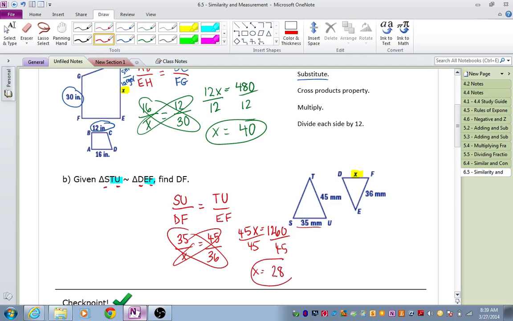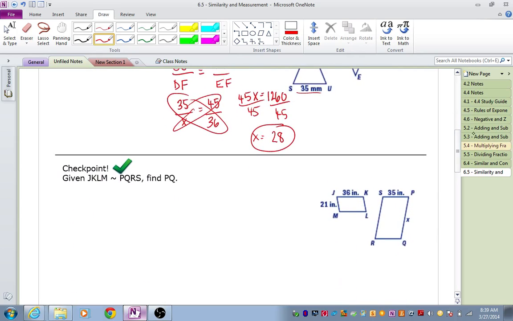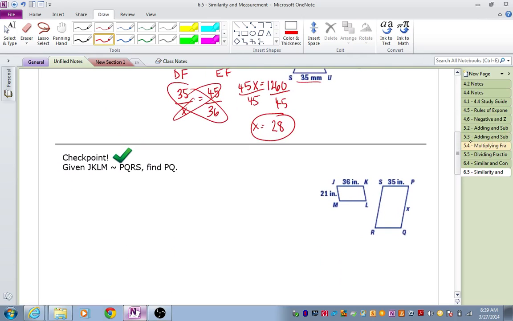Okay, now it's your turn to try. So try the checkpoint exercise. Press play when you are ready.